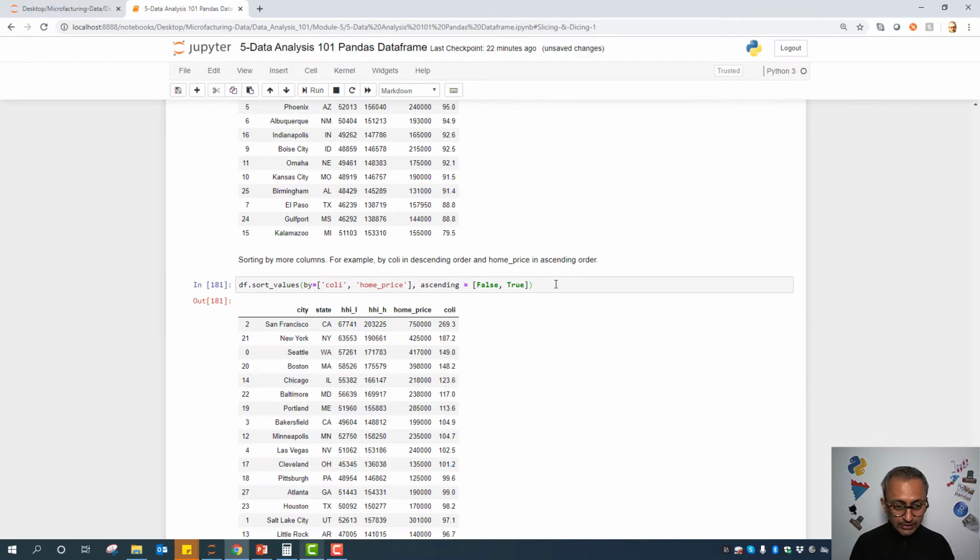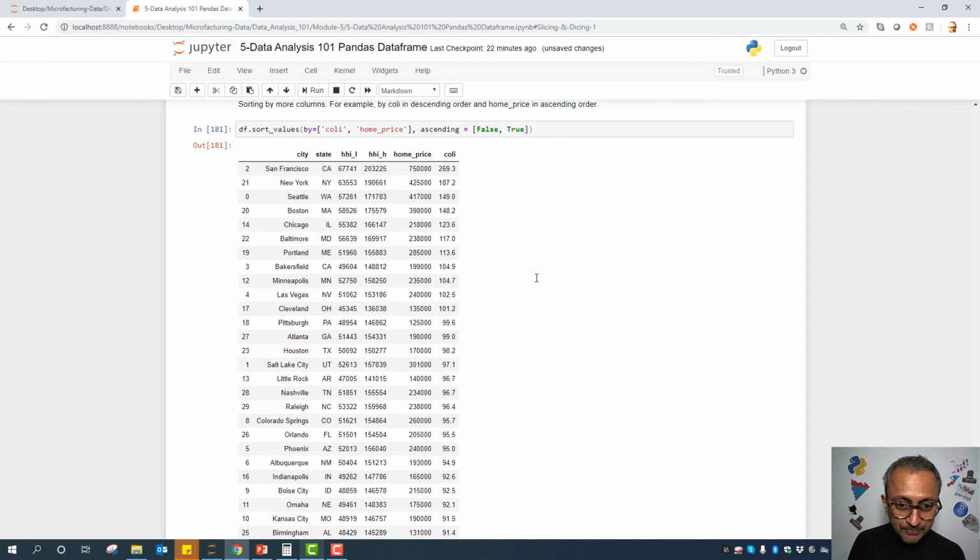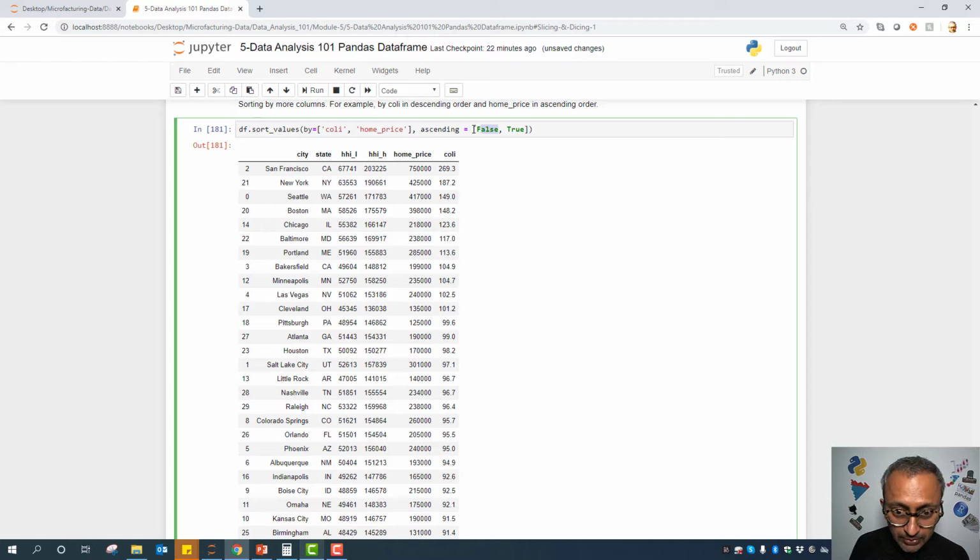Okay, so let's see. So this is coli in descending because we have this as false, because we can pass on a list of booleans, a list of false and true. Okay, false applies to coli and true applies to home price. So you see that cost of living is highest and home price is highest. It makes sense. Okay, next highest makes sense.